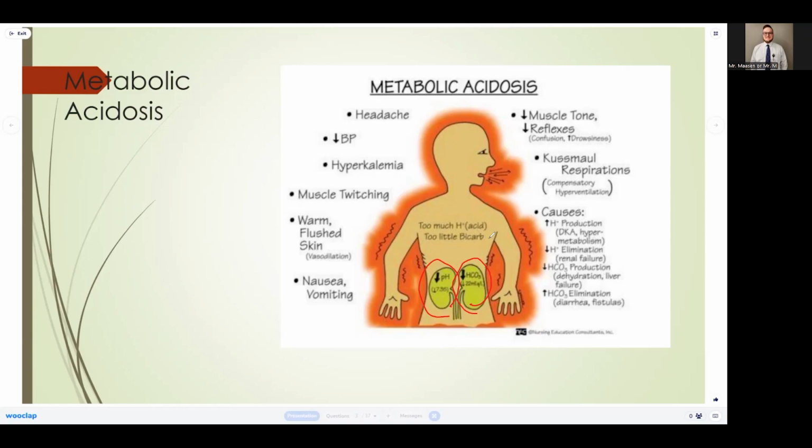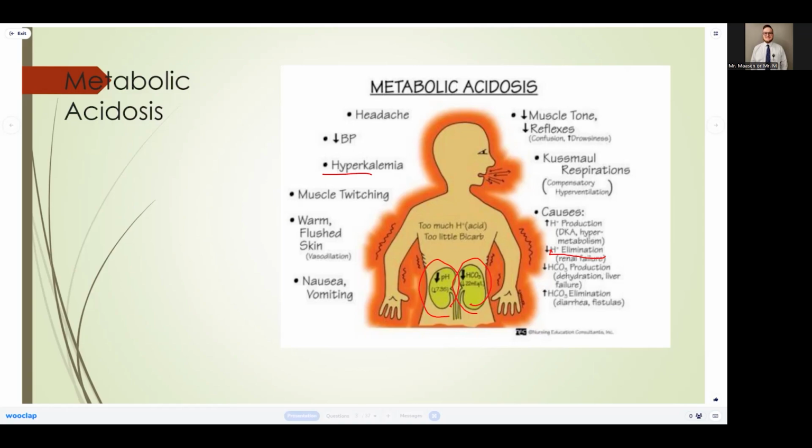Decreased hydrogen elimination occurs in renal failure. So you see a lot of acidosis with renal failure patients because they can't get rid of potassium. There's the hyperkalemia, right? They can't get rid of the hydrogen like they should. There's the acidosis.